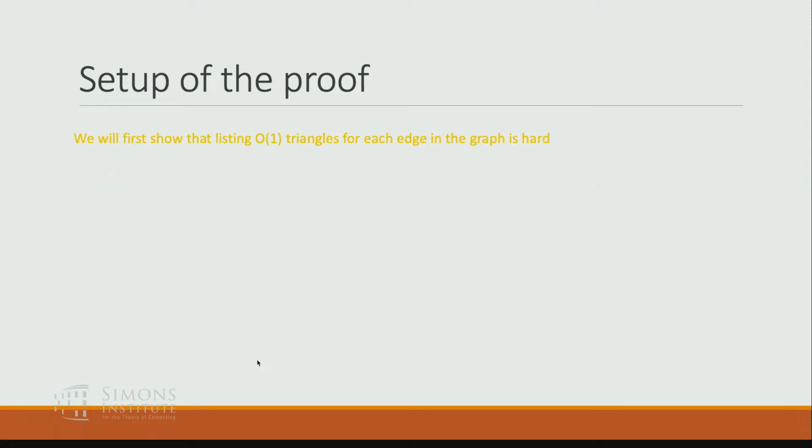And in fact, I will first show a slight variant of the triangle listing problem. So here, at first, we'll show that listing O(1) triangles for each edge is hard. So overall, we still list O(m) triangles, but previously it was okay to list many triangles for some edges and no triangles for some other edges. But now we require that we list O(1) triangles for each edge. You can think of this O(1) as something like 100, and if some edge is in at most 100 triangles, then we need to list all of them. And if it's in more than 100 triangles, it's okay to list any subset of 100 triangles.